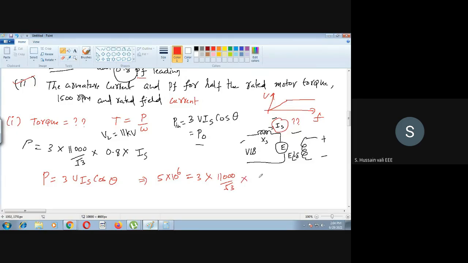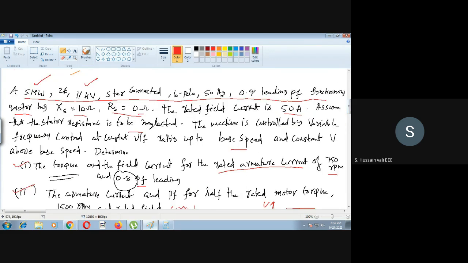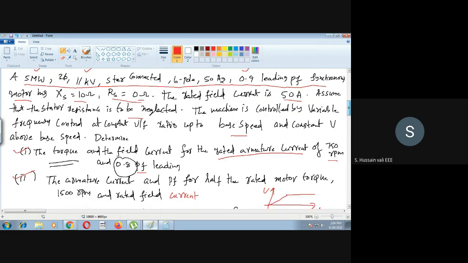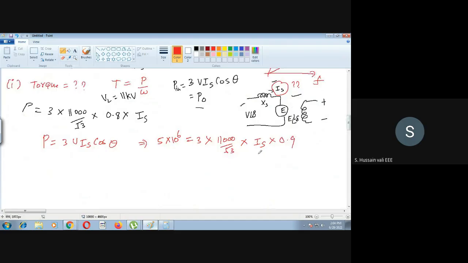And then I_s, that we will find out now. I_s into what is cos theta this time? As it is the rated values we are finding out, we will take 0.9 here. So if we solve this, we'll get the value of I_s. So what is the value of I_s? We'll find out here.